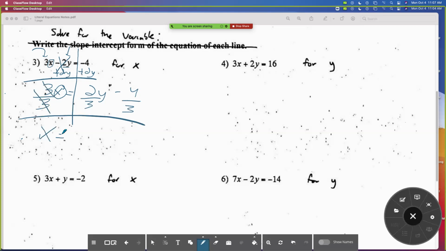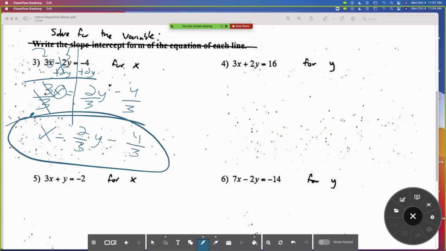Now keep in mind, I have 2 divided by 3. Can you divide 2 by 3? No. Can you reduce it? No, you cannot reduce it. There's no number that divides 2 and 3 evenly that is not 1. Can I divide 4 by 3? No. Can you reduce it? No. So that means that this is your solution.